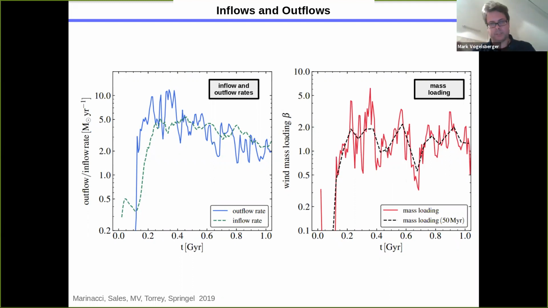Of course, this is strongly galaxy mass dependent, but for that specific system, this is what we believe is a realistic value.